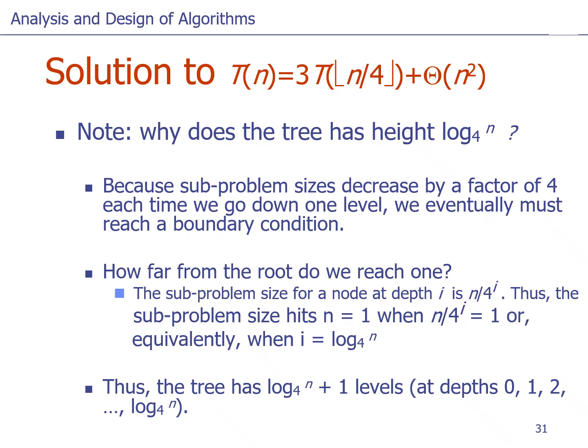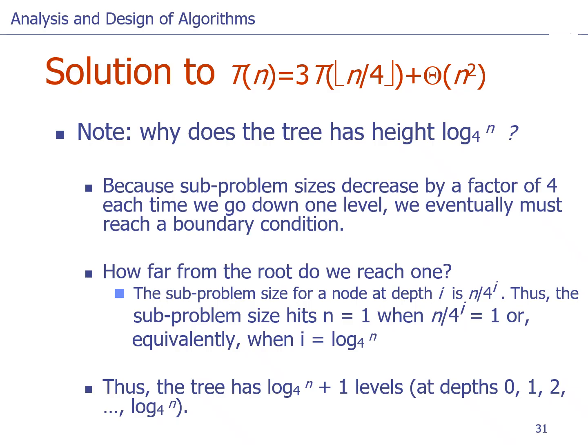Now, let's look at it a little bit more systematically. Read the next point. It says, how far from the root do we reach 1? That's the same question I was posing, and I tried to answer by intuition. Now, the subproblem size for a node at depth i is n divided by 4 to the i. We've already deduced that from looking at the tree in the previous slides. Thus, the subproblem size hits 1 when n divided by 4 to the i is equal to 1, or, changing the sides of the terms, when i is equal to log n base 4. So you see, it's base 4, even using a systematic approach, which is n divided by 4 to the power of i equal to 1.